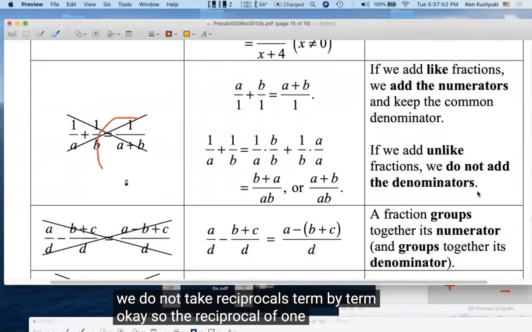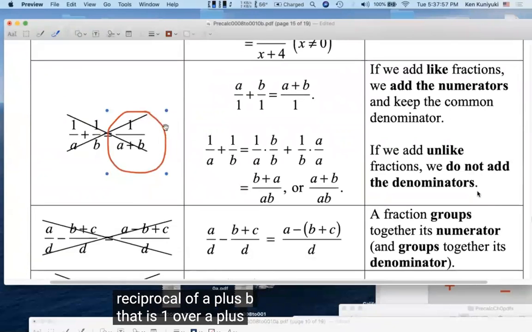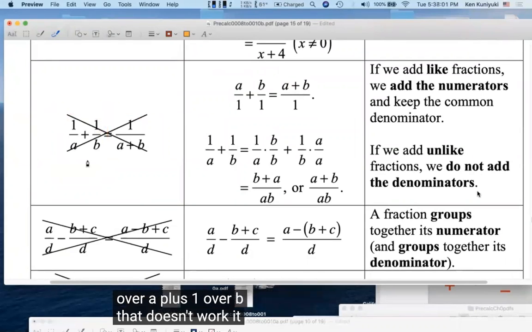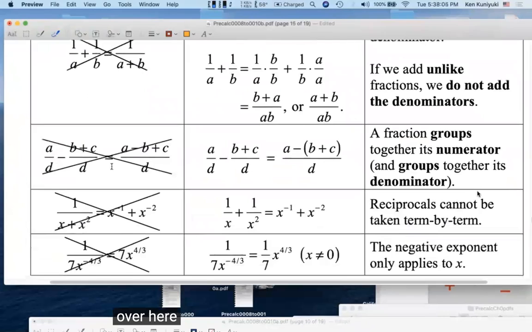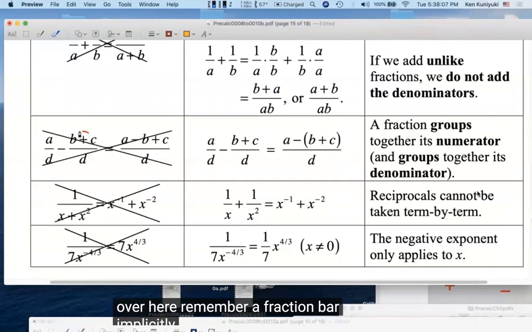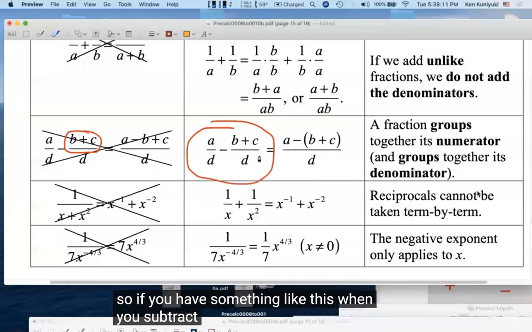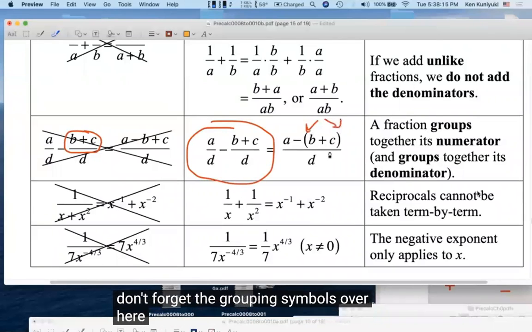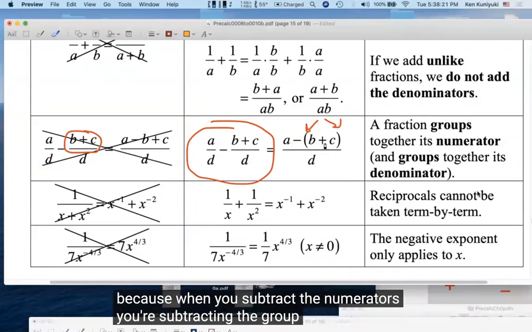So the reciprocal of a plus b, that is 1 over a plus b, is not 1 over a plus 1 over b. That doesn't work. It doesn't split up like that. Over here, remember, a fraction bar implicitly groups its top. So if you have something like this, when you subtract the fractions, don't forget the grouping symbols over here, because when you subtract the numerators, you're subtracting the group b plus z.